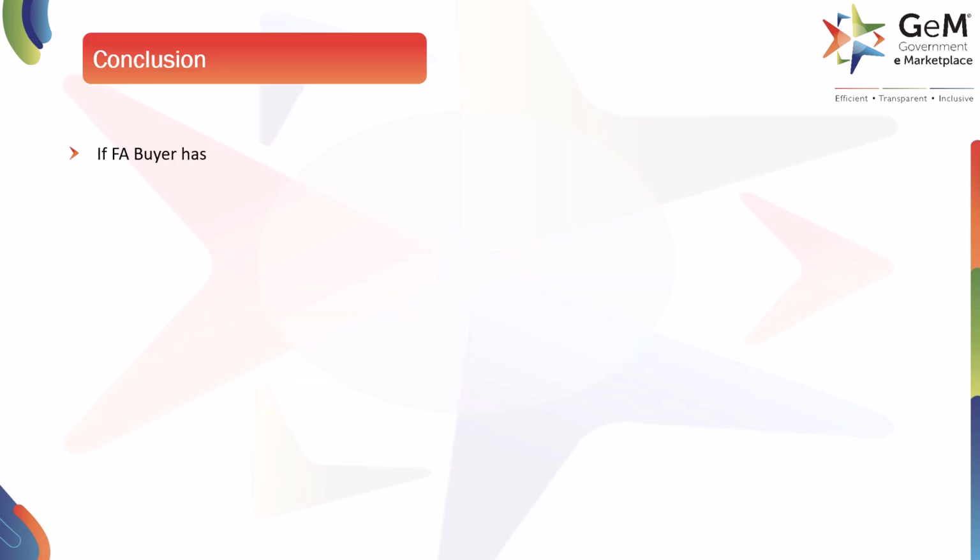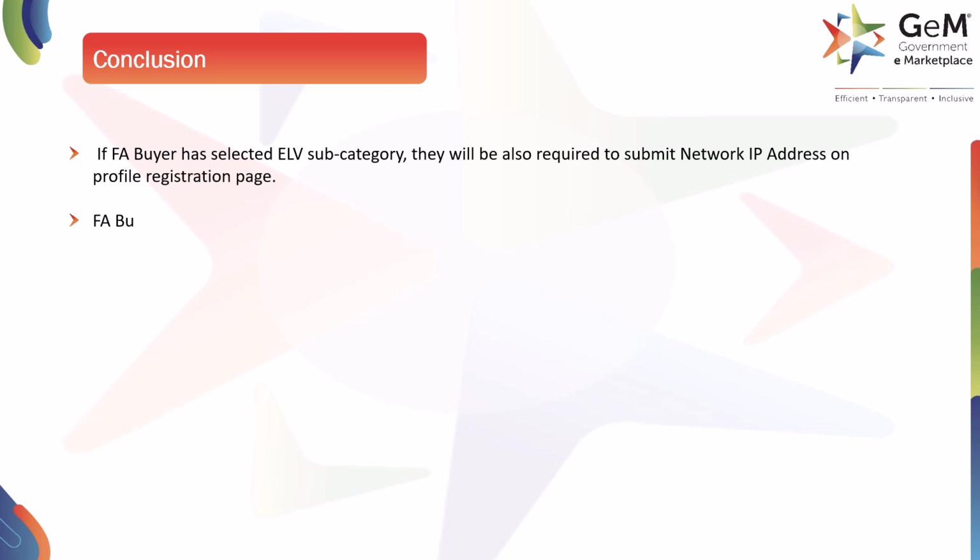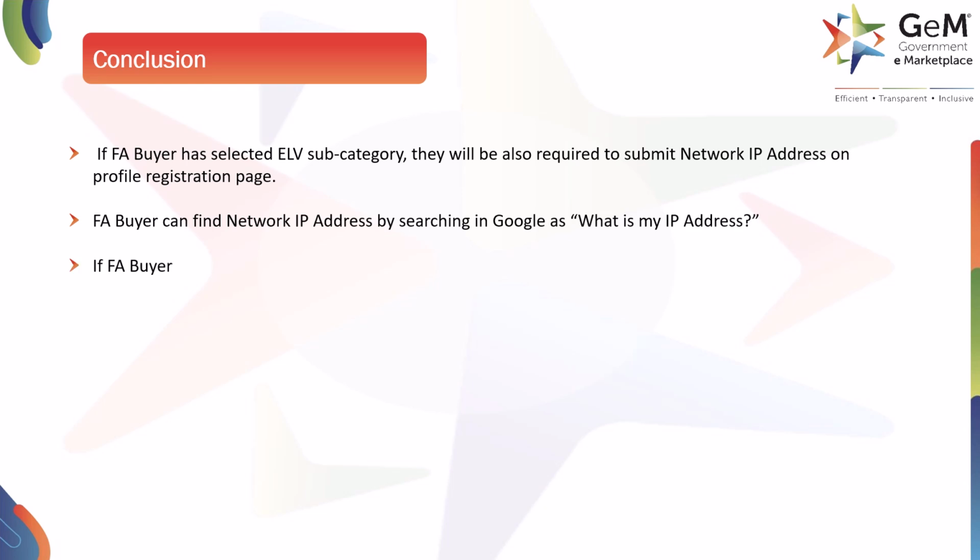If the FA buyer has selected an ELV subcategory, they will also be required to submit the network IP address on the profile registration page. The FA buyer can find the network IP address by searching in Google for "what is my IP address." If the FA buyer tries to participate from a network other than the approved IP address, the system will not allow participating in the ELV category auction.